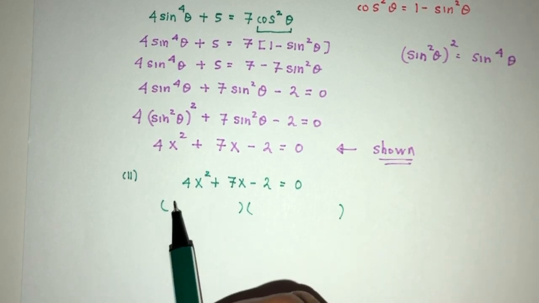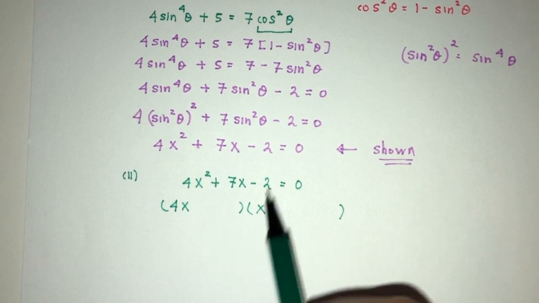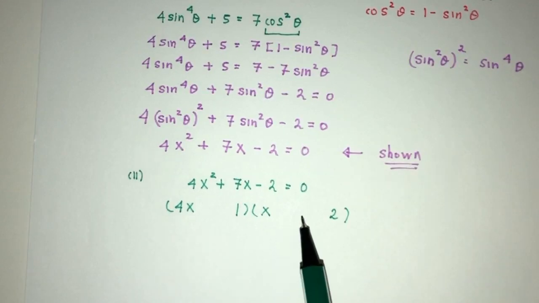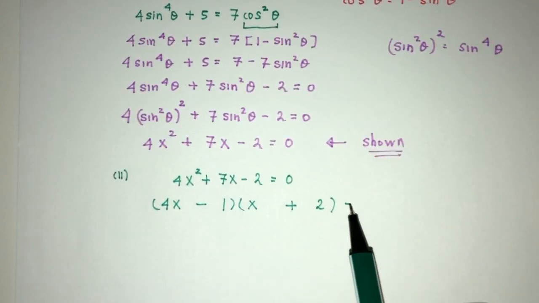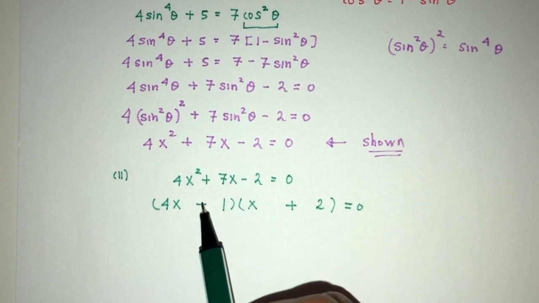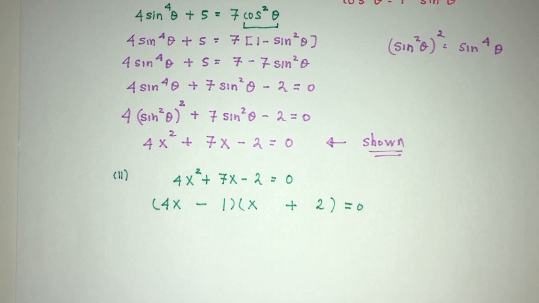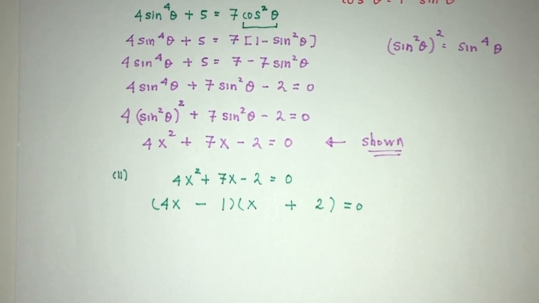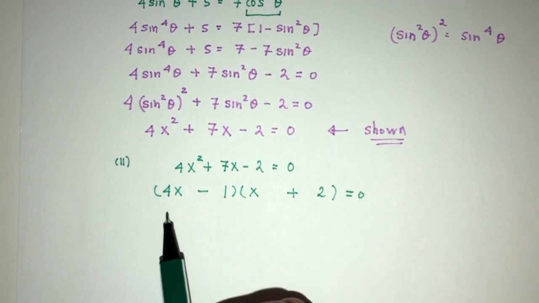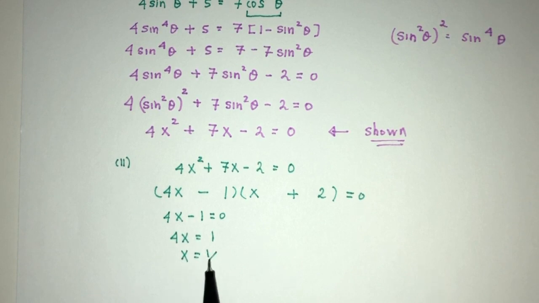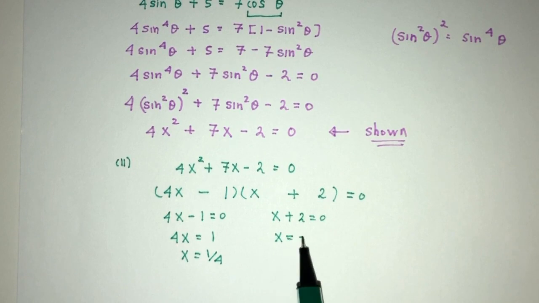Now what is 4x squared? It is 4x times x. And what is 2? 2 is 2 times 1. To get plus 7, I have to have plus 8 minus 1. Now here we have minus, so minus times plus will be minus, so this is good. So this is good factorization. Again, if you don't know how to factorize, you can always use your formula to solve this. Now this will be 4x minus 1 is 0, so 4x will be 1, and x will be 1 over 4. x plus 2 is 0, x will be minus 2.